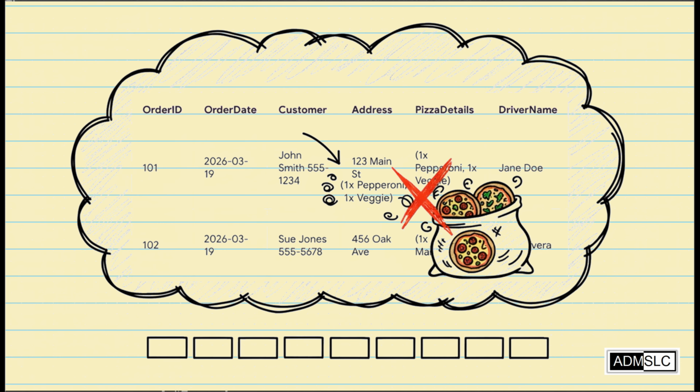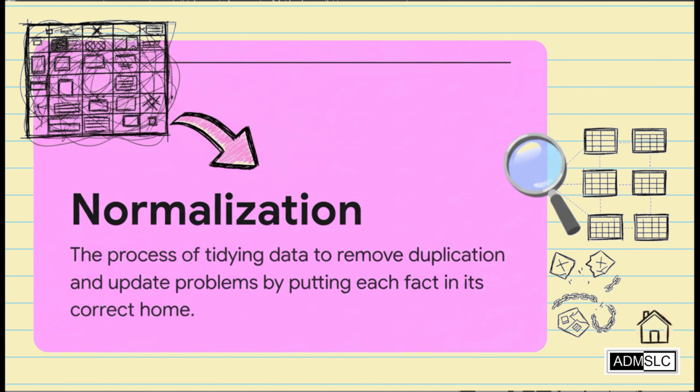Okay, so let's translate that messy paper note into a database table. This right here is what we call unnormalized form, or UNF for short. Now, take a really close look at that pizza details column for order 101. See how we've stuffed 2 totally different things, a pepperoni pizza and a veggie pizza, into one single cell? Now, a person can read that, but for a database, this is an absolute nightmare. It can't easily search for all pepperoni pizzas or count how many veggie pizzas we sold. This jumble of data in one cell is called a repeating group, and that is our first big problem to solve. So how in the world do we fix this?